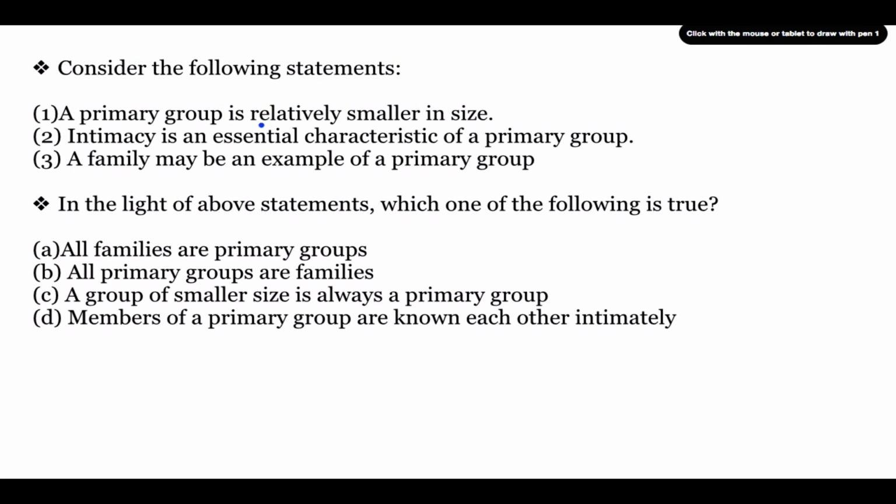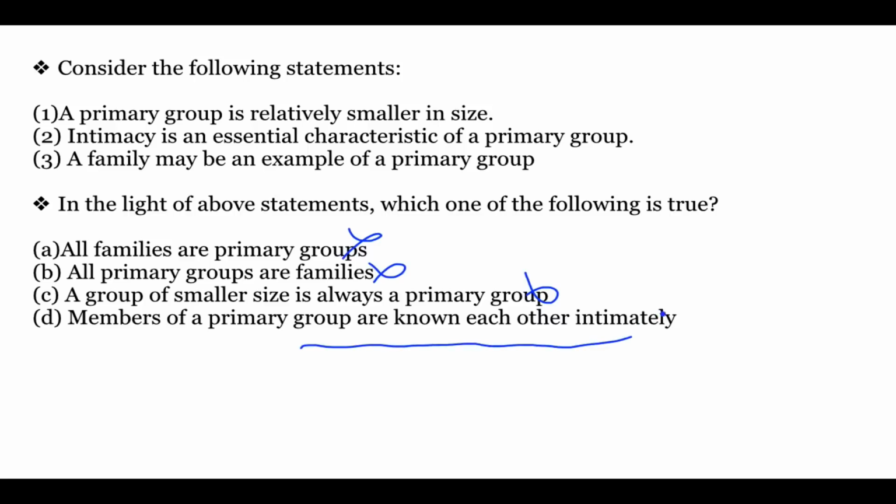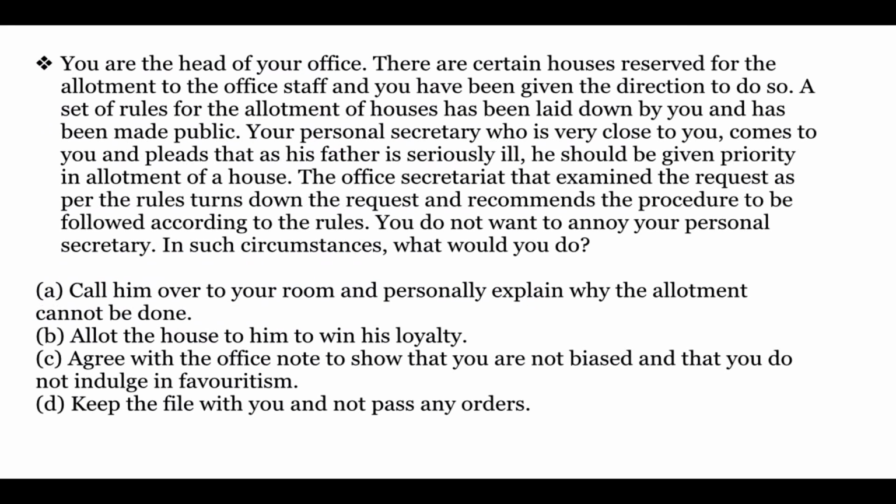Consider the following statements. A primary group is relatively smaller in size. Intimacy is an essential characteristic of a primary group. A family may be an example of a primary group. All families are primary groups, wrong. All primary groups are families, wrong. A group of smaller size is always a primary group, again it is wrong. Members of a primary group know each other intimately, yes, because it is an essential characteristic. So the answer is D. Now these are decision making questions. Please refer to the 2014 and 2011 papers to know more about how to solve them.